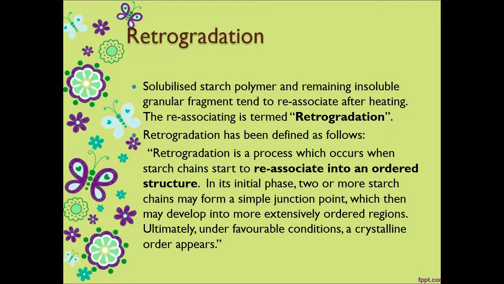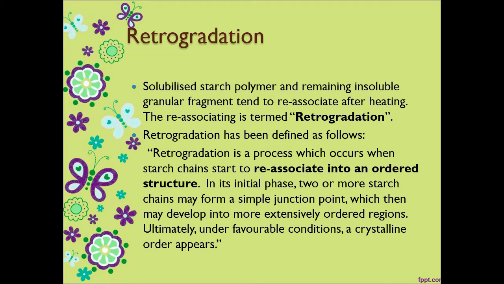Now, what is retrogradation? During the cooling period after gelatinization, the solubilized starch polymer and the remaining insoluble granular fragments tend to reassociate after heating, and this reassociation is termed retrogradation. So this is a process occurring when the starch chains start to reassociate into an ordered structure. In its initial phase, two or more starch chains may form a simple junction point, which then may develop into a more extensively ordered region, and ultimately, under favorable conditions, a crystalline order appears.